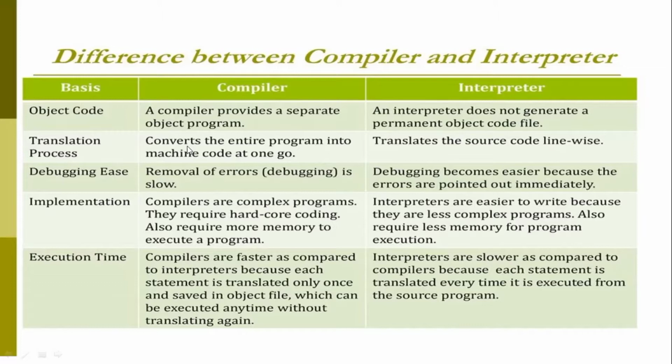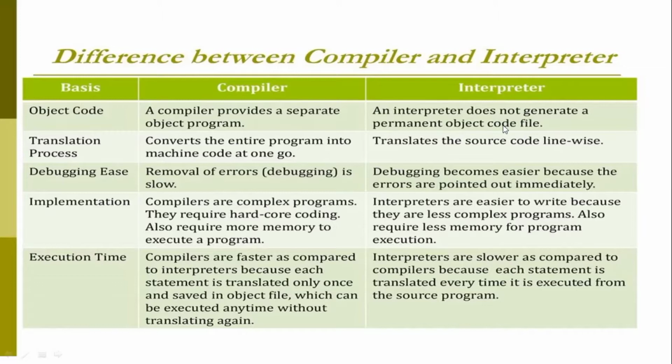Whereas an interpreter does not generate a permanent object code file. It does not give you any object file that is separate from the source code. It will just convert source code immediately by translating line by line and then executing that line of code. That is the difference on the basis of object code.